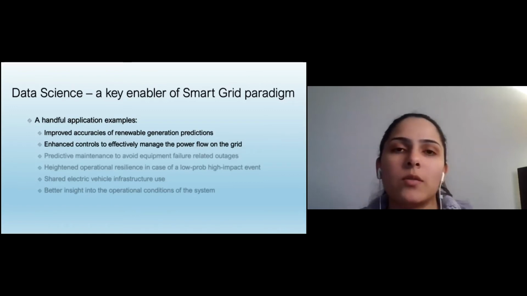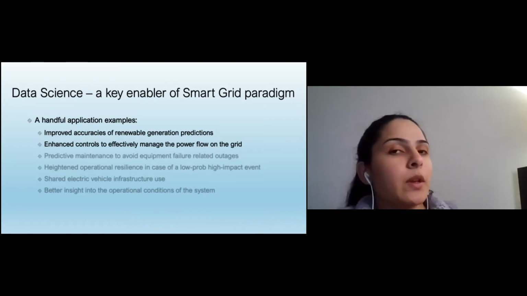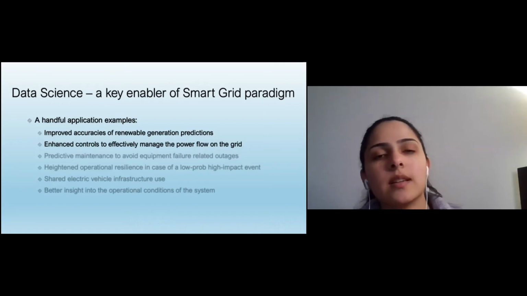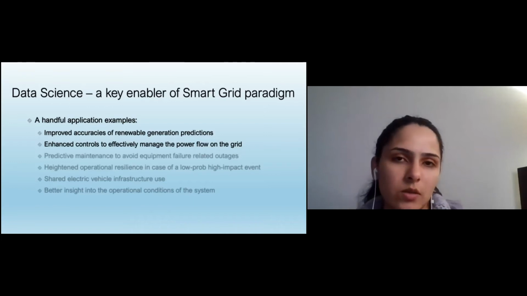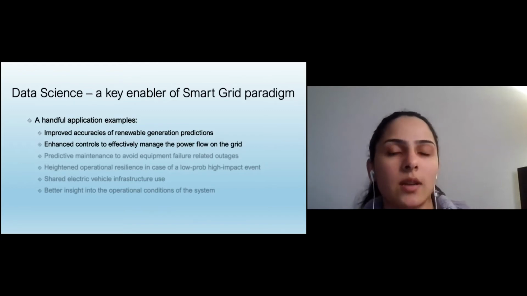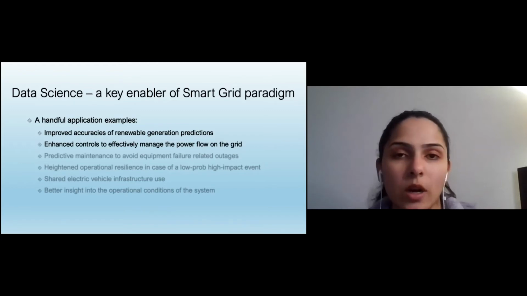Previously the power flow used to be just one directional. Utility plants, big plants, would be producing the power, and it would be sent to the load centers or consumers where it's being consumed. But today, with distributed energy resource installation, their penetration is growing.